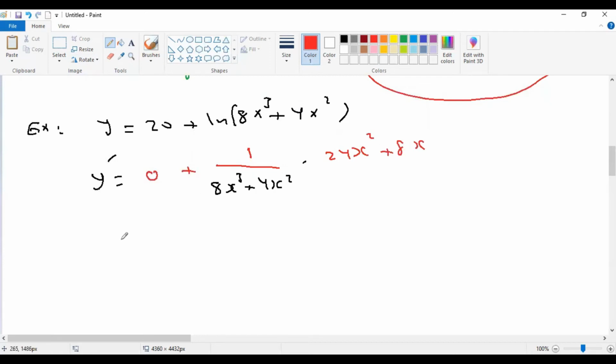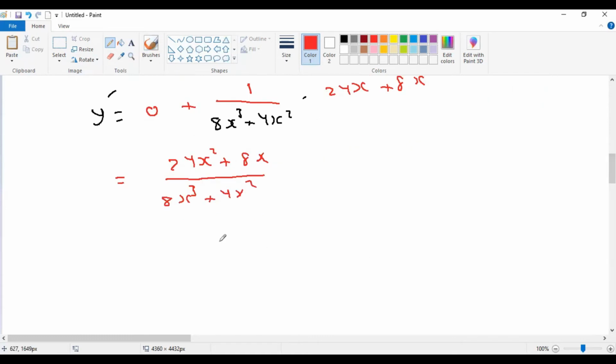Also, this can be simplified, students. So this one I can simplify in this way. First, I can write here 24x squared plus 8x divided by 8x cubed plus 4x squared. I can take 8 as a common factor. But before, don't forget this is the main step. It is very important. Now this one can be simplified.